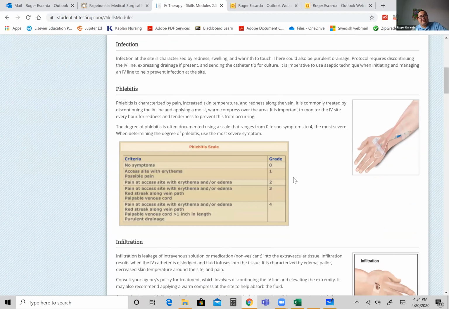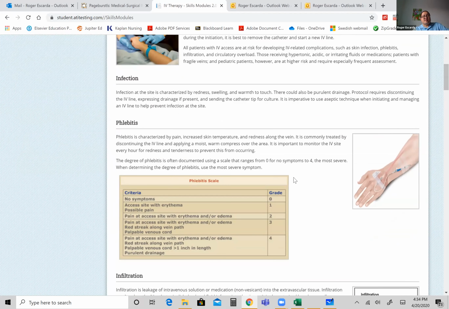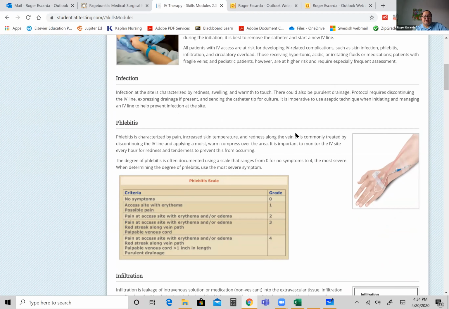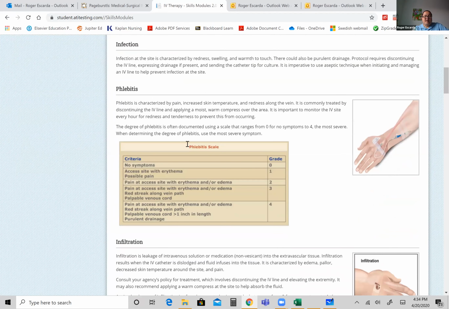Do we have complications? Yes, of course we do. These are also found in your textbook. Number one is local infection. And these are the signs. I'll show you in the textbook later where to find these. It's under infusion therapy. Phlebitis is also common. With phlebitis, you can literally see a red streak on the insertion site. It may not always look inflamed, but there's a red streak along the course of the vein.